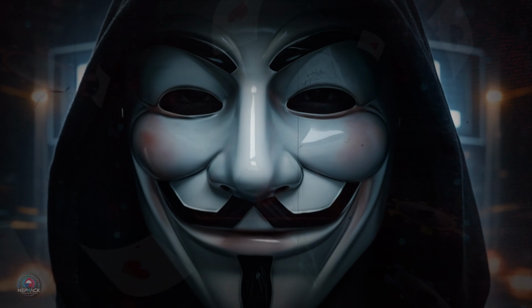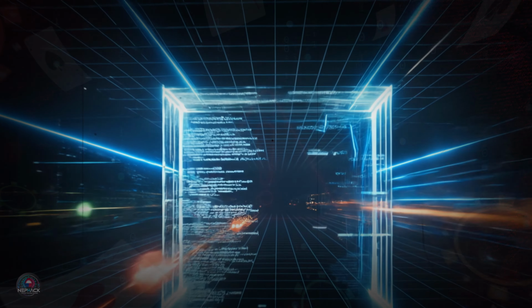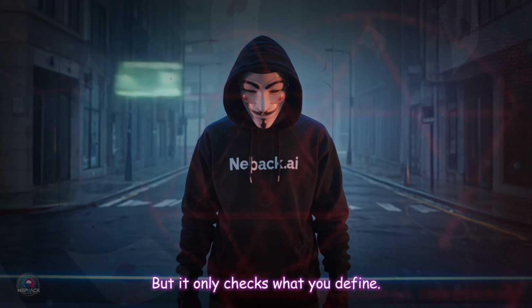Firewall, what it is, and how hackers bypass it. Firewall guards the network line, but it only checks what you define.